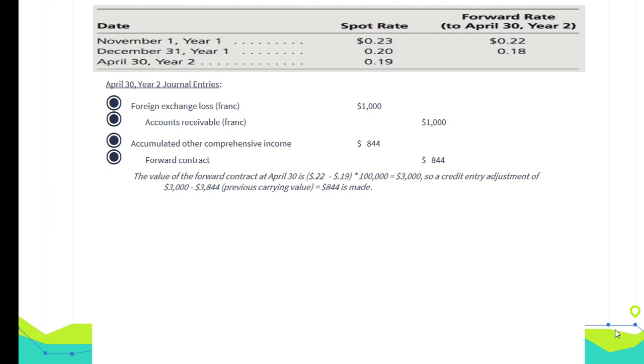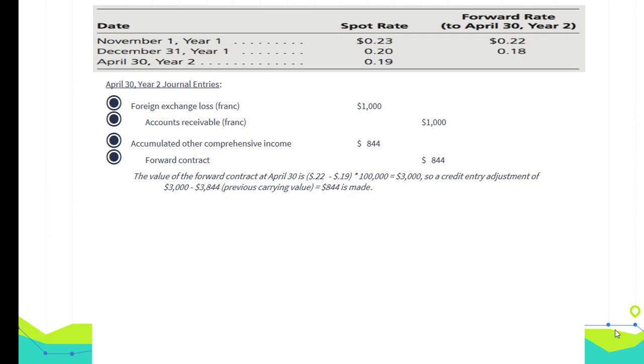Now we have to adjust the carrying value of the forward contract. And so we compare the forward rate from November 1 year 1 to the spot rate at April 30 year 2. And that's a difference of 3 cents per franc. So we need to adjust the carrying value of the forward contract so that it ends up being $3,000. So previously we had recorded an asset for the forward contract of $3,844, reflecting increase in the value of the forward contract.